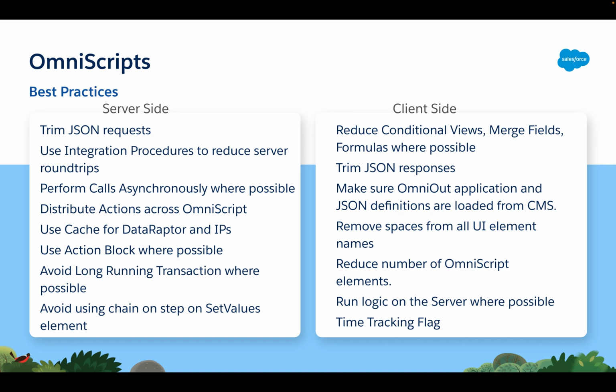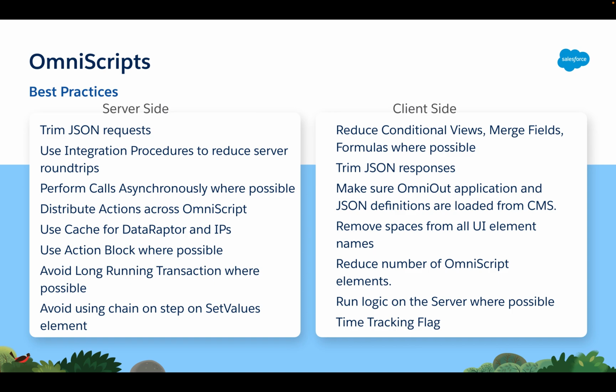On the server side, ensure we trim the JSON request. Don't send the entire load from the client to the server so that we minimize the data transaction between the client and the server. Use integration procedures to reduce the round trips. Within an OmniScript, we can have, say, 4 data raptors, but then each of these data raptors would go, come back, as in there are multiple round trips happening to the server. This can be minimized by using an integration procedure wherein we send certain input and then all the DRs are loaded within the integration procedure.